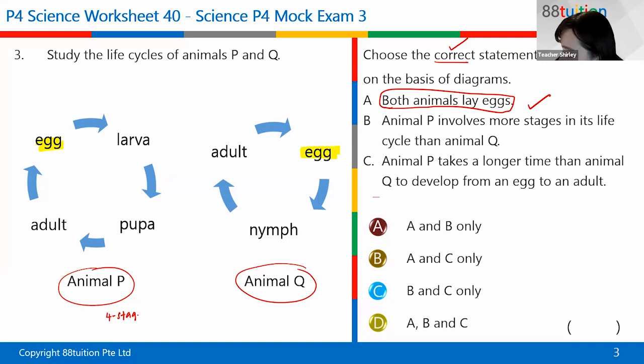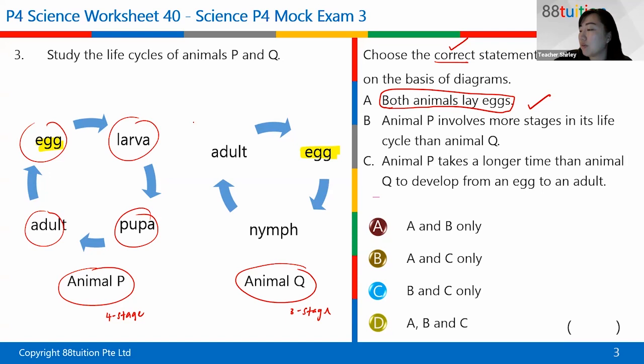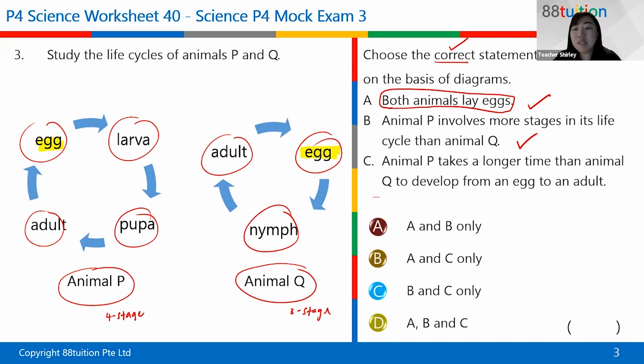It's a 4-stage life cycle. Animal Q is a 3-stage. Now, how do you know? Because of the 4 stages here, and the 3 stages here. So this is also correct. Now, next one. Animal P takes a longer time than animal Q to develop from an egg to an adult.